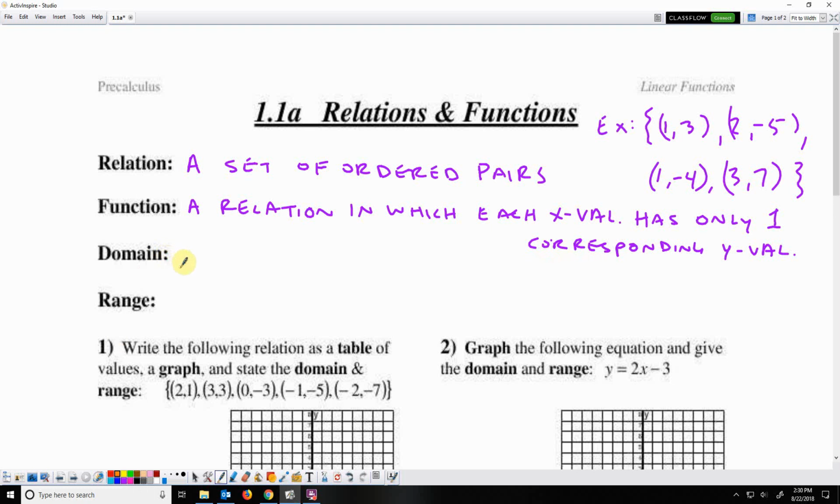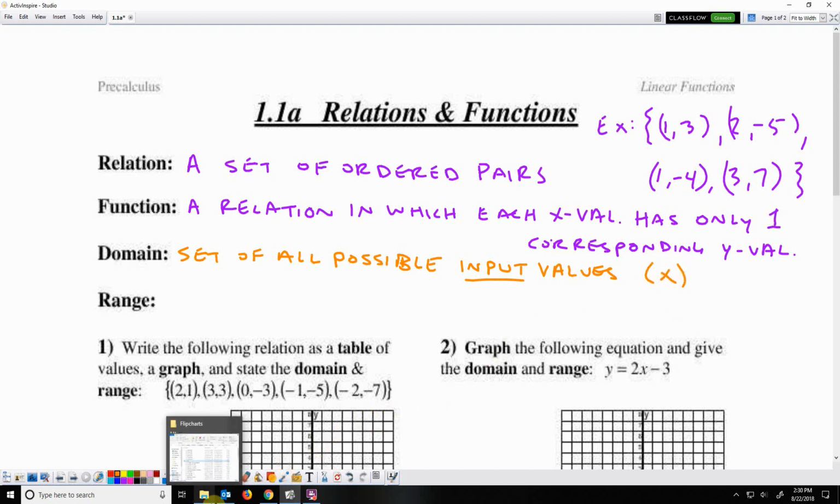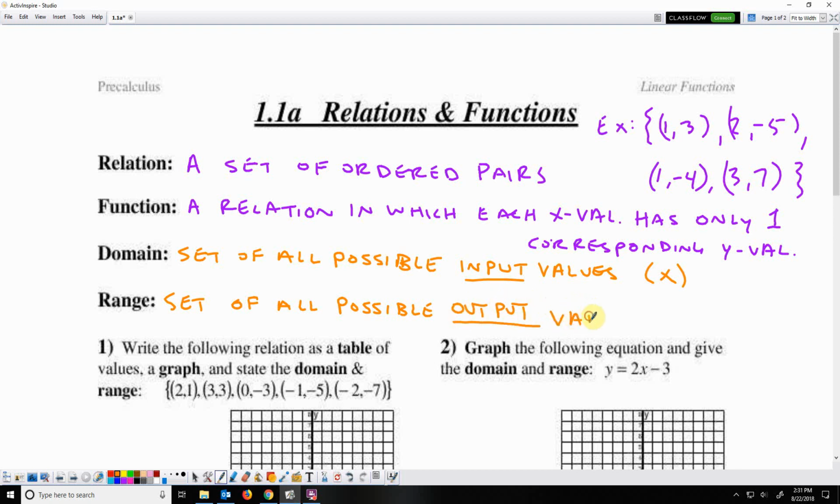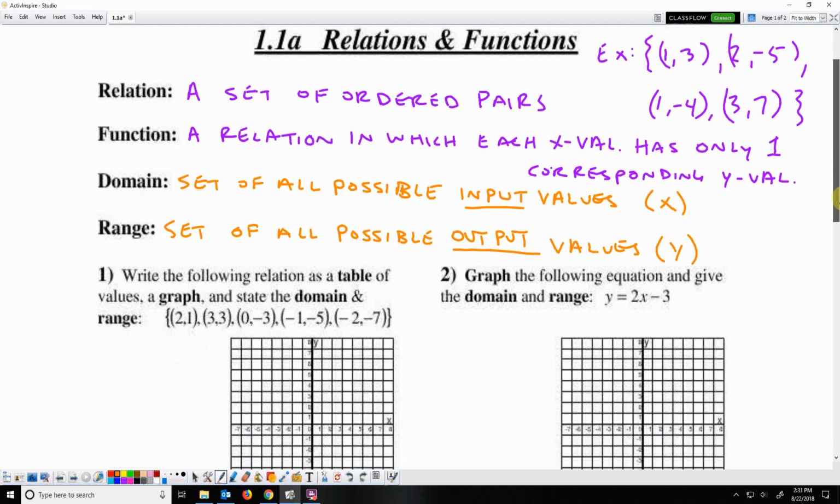Okay, so the domain of a function or a relation is the set of all possible input values. Those input values are just the x values. The range is the set of all possible output values, and those output values are the y values. So domain is all the x's and range is all the y's found in a relation. And remember that a relation may be a function, may not be a function.